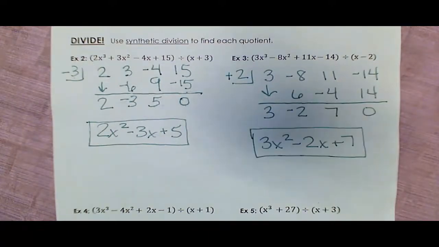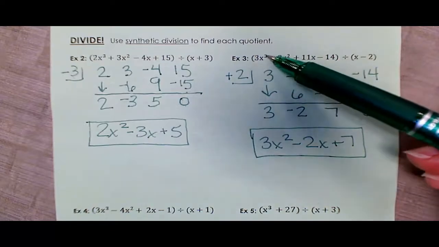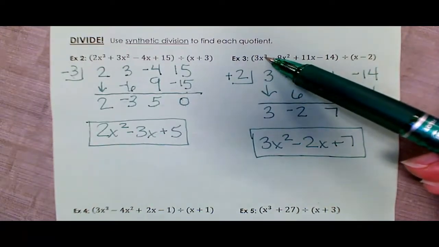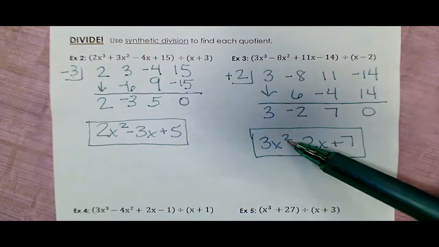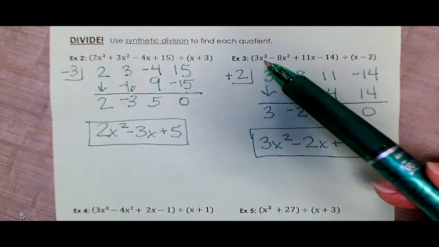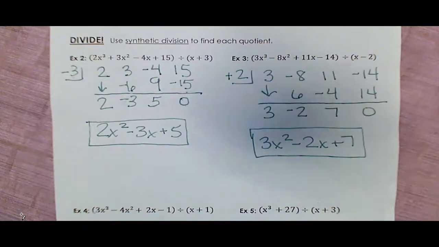Your final answer should look like this. Remember that the quotient started out with a 3x cubed, so 3 was the highest power. That means that in my answer, 2 is going to be my highest power because I want to start with 1 less than the highest power that's in my dividend. So we're going to move to example 4.